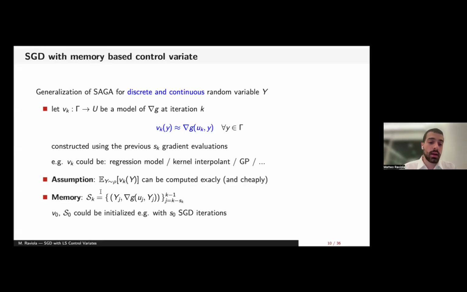And then let me introduce this memory term, this calligraphic S_k, which is essentially the memory, the data sets that we use to fit this model to the gradient of g. In this case, v_0 could be initialized. I didn't say it, but this is also a question in SAGA: how do you initialize the memory? There are multiple ways. For instance, one is to do just a few SGD iterations.